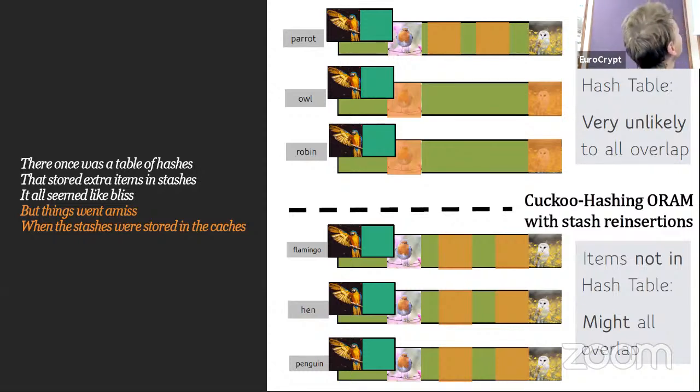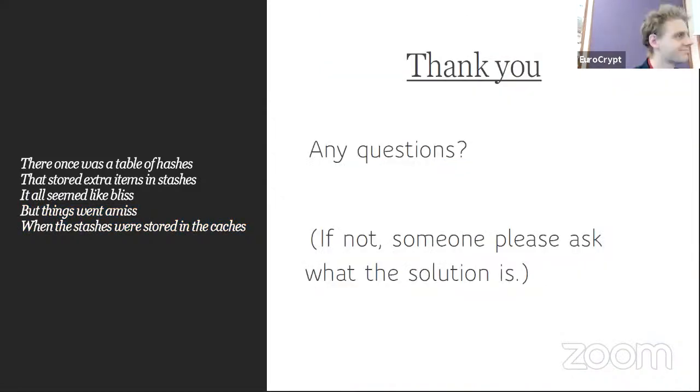There's a little mnemonic on the left to help you remember it. There once was a table of hashes that stored extra items in stashes. It all seemed like bliss, but things went amiss when the stashes were stored in the caches. Thank you.